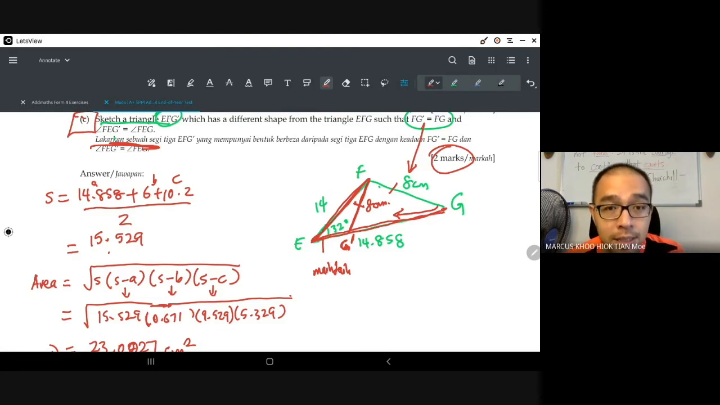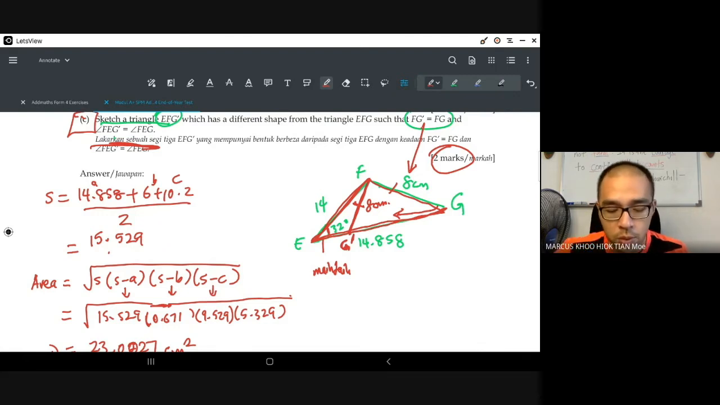So the angle is the same, the 32-degree angle is the same, the 8 cm length is the same, except that if we look at this triangle, it has formed an isosceles triangle. Segitiga sama kaki, the leg is the same.